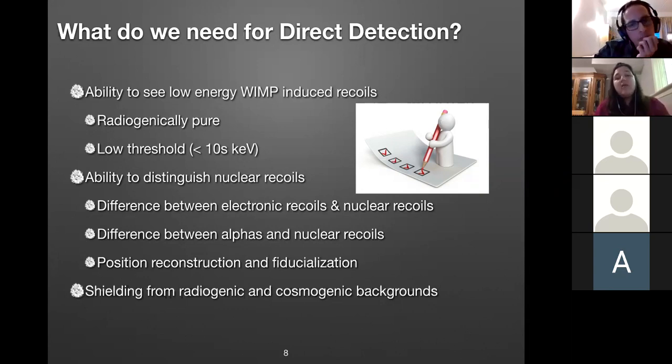Adding on to all of these things is that we need to be shielded from other radiogenic and cosmogenic backgrounds, which means we build our experiments down in mines and we put them inside either giant lead shields or water shields because the rock itself will generally be radioactive.